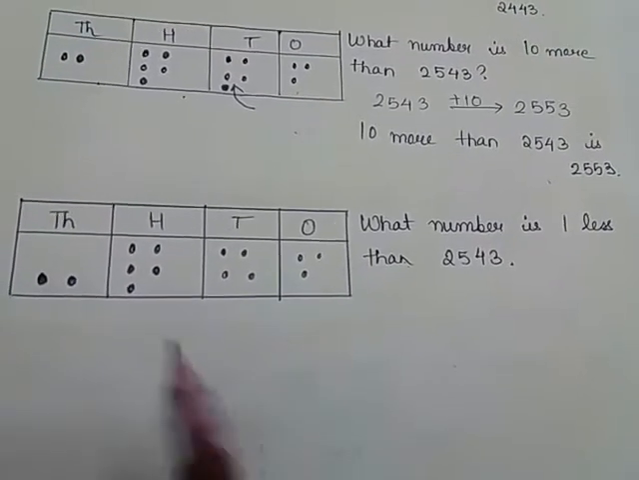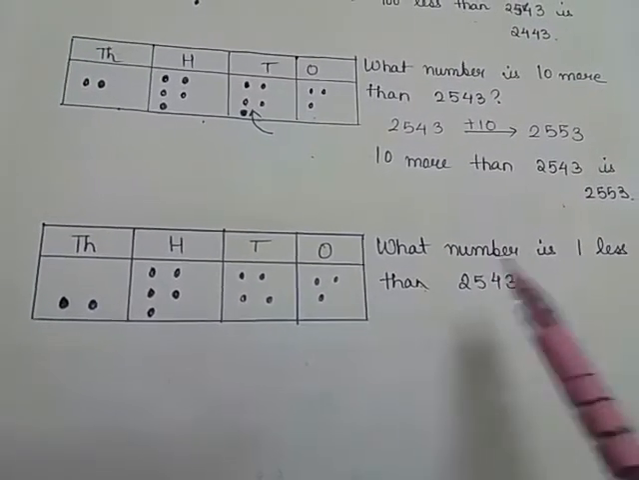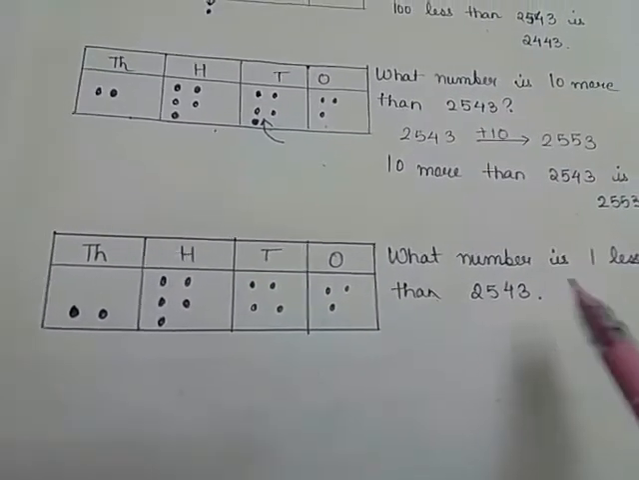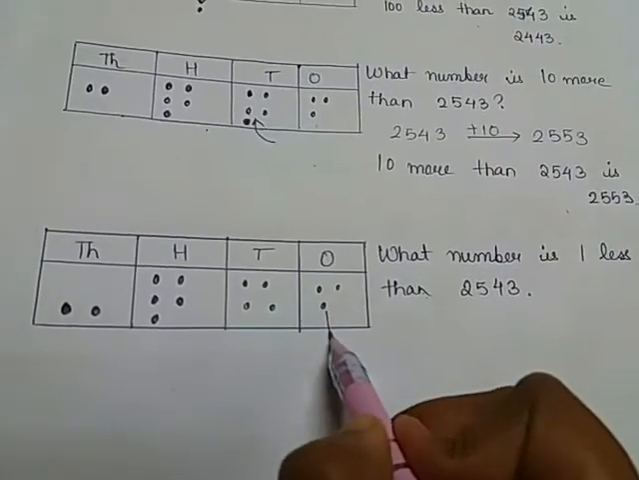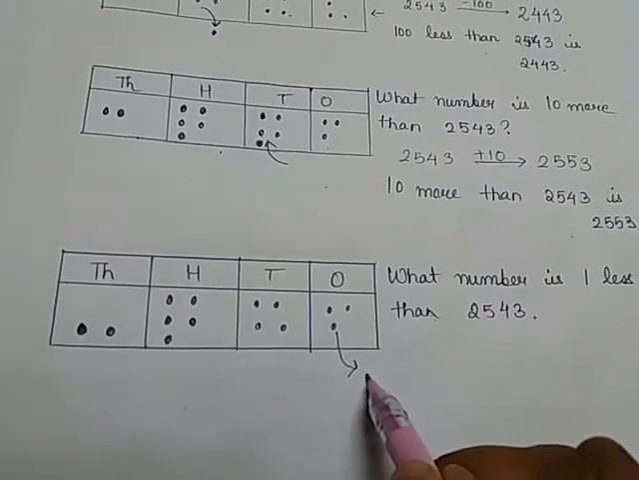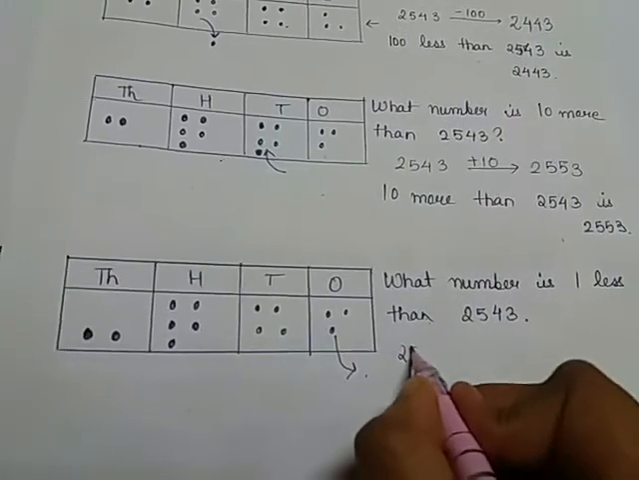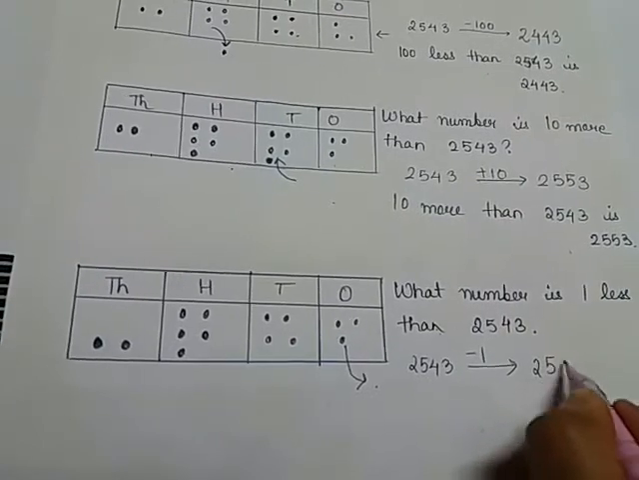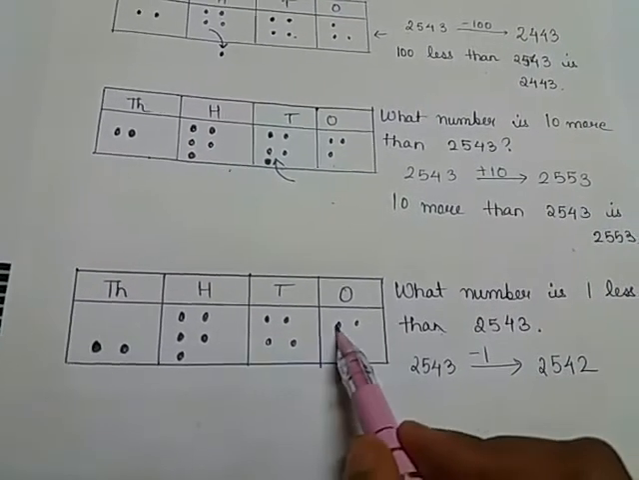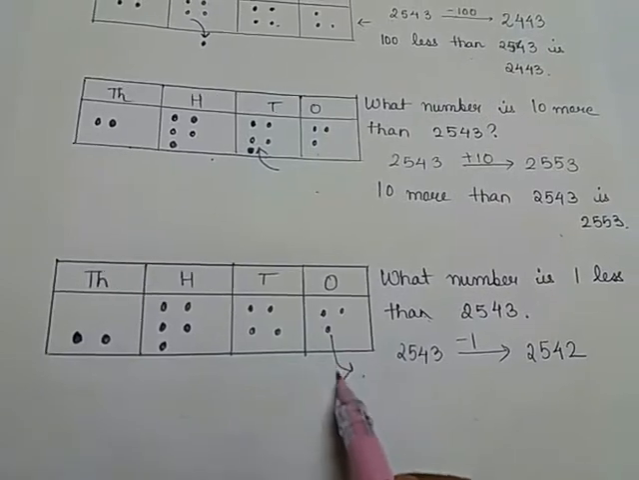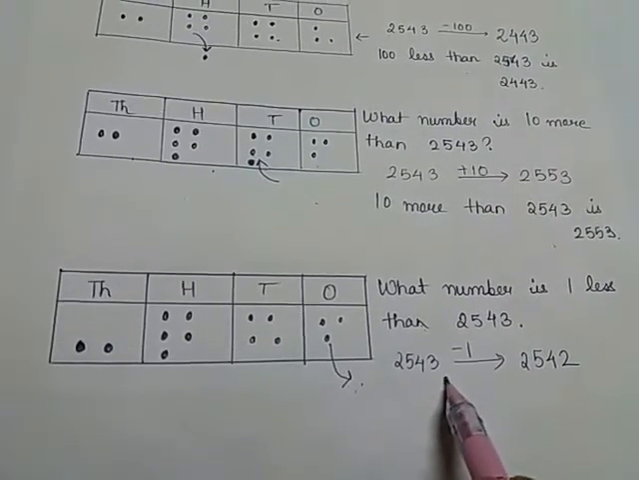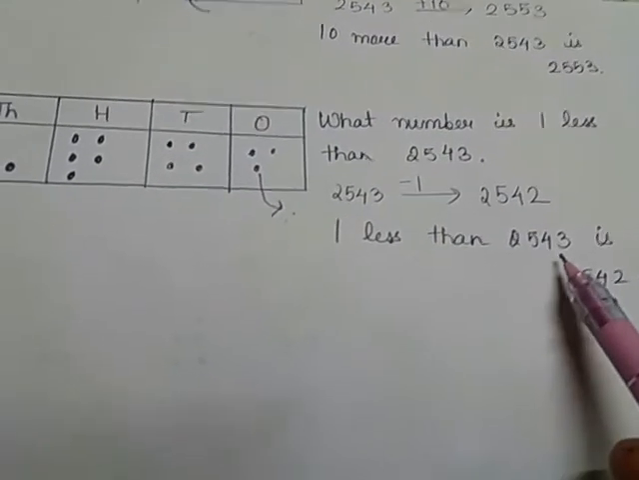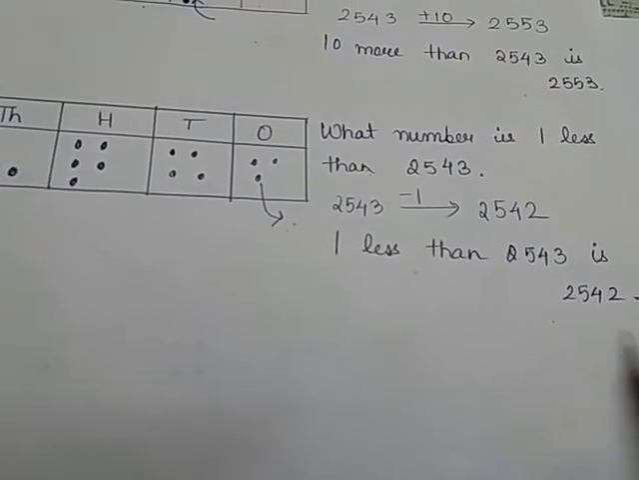Now let's look at this question. What number is 1 less than 2543? 1 less than, that means we have to subtract or take away one ball from here. So the answer that we will get will be 2542, since only two balls will be left once we take it away from here. Also this we can write like 1 less than 2543 is 2542.